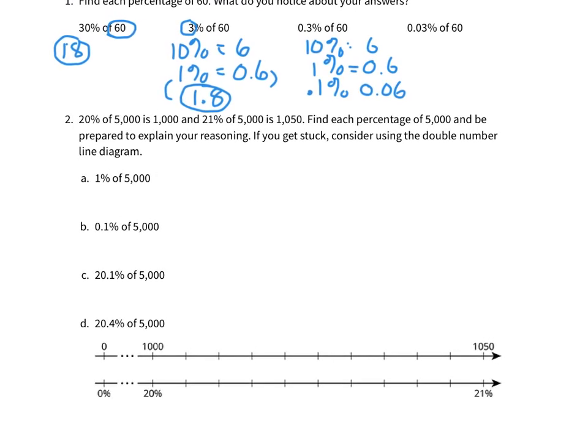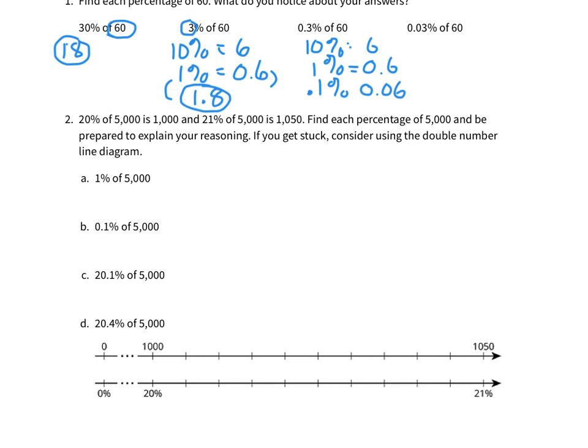20% of 5,000 is 1,000. 21% of 5,000 is 1,050. Find each percentage of 5,000. Be prepared to explain your reasoning. So they've done this with a double number line. It says if you get stuck, you can use that. I'm going to just go with the 10%, 1% idea.